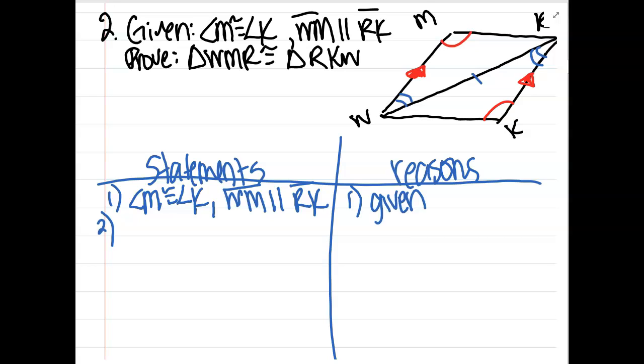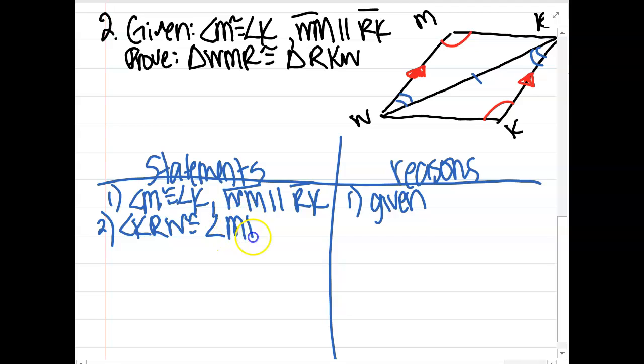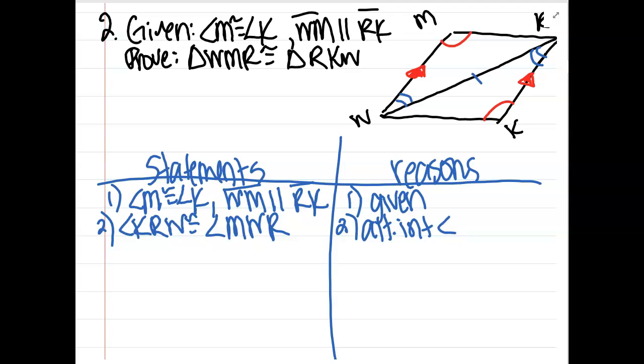You did a wonderful job of naming them. So we'll do angle KRW is congruent to angle MWR. And we said, how did we know those were congruent? Alternate interior angles. Okay, so we have the angle, and the angle, what's my side?